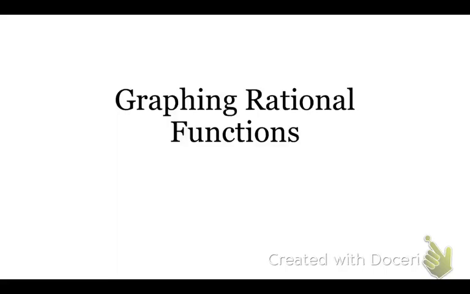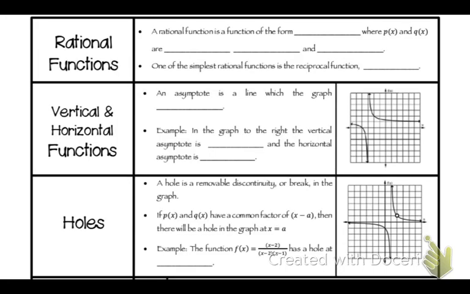Okay, graphing rational functions. A rational function, we've worked with rationals before, is in the form of p of x over q of x. So just some polynomial over another polynomial. P of x and q of x are both polynomial functions, and q of x just can't equal 0 because you can't divide by 0.